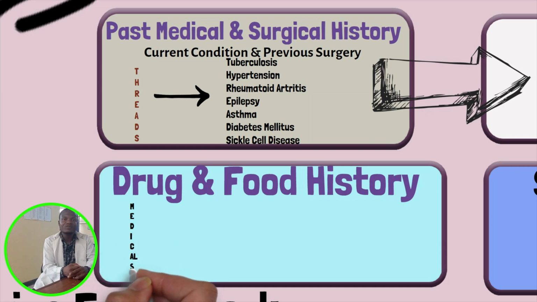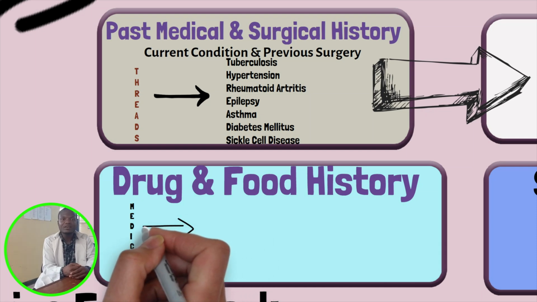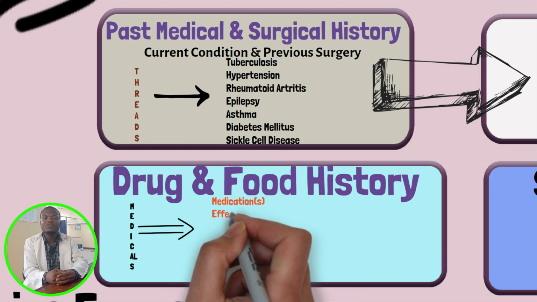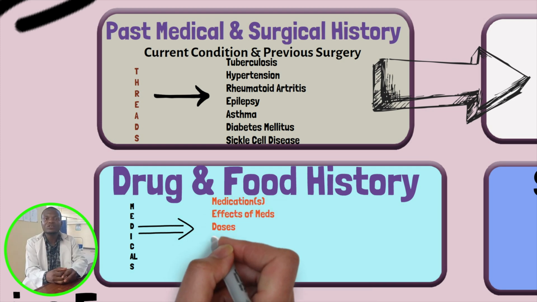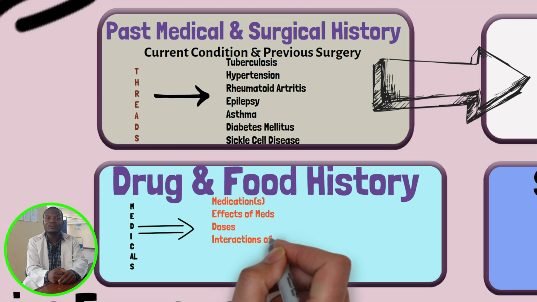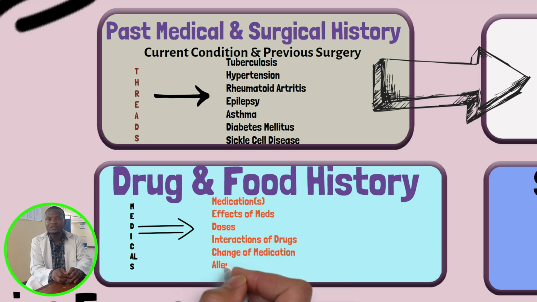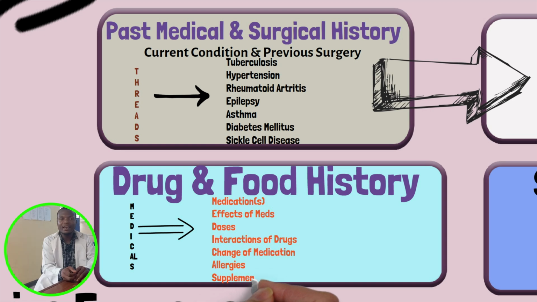Then you move on to the drug and food history. Here you will use the mnemonic MEDICALS. M for any medication, E for the effects of the medication, D for the dose of the medication, I for any drug-to-drug interaction, C for any changes in the medication, AL for allergies, and S for any supplements the person is taking. Now you have to remember that whatever drug the person is taking, you have to enquire about the frequency, the dose, and the route of drug administration.